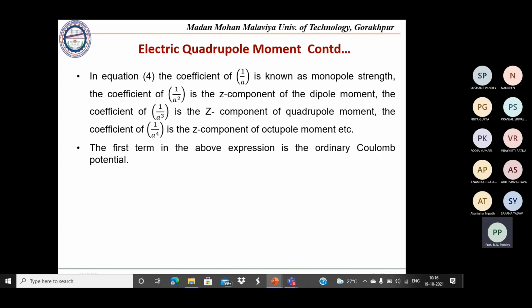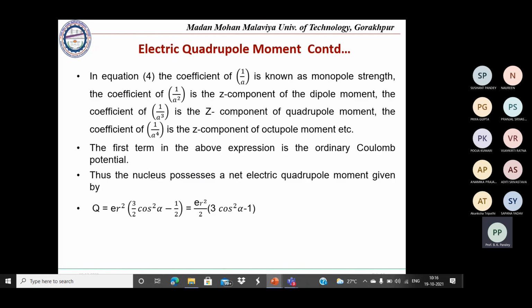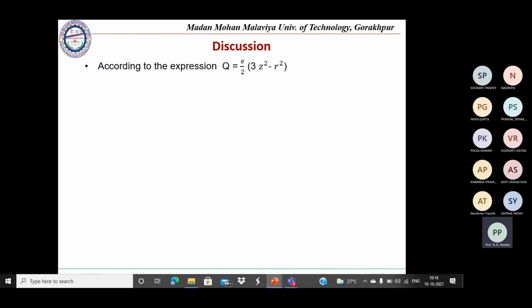So this coefficient we have taken here, that is eR² (3/2 cos²α − 1/2), and this is equal to eR²/2 (3cos²α − 1). Putting cos α equal to z/R, because we have already calculated this value, then Q is equal to e/2 (3z² − R²). Let us have some discussion related to this.